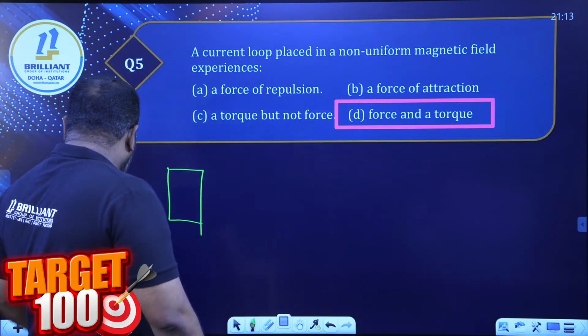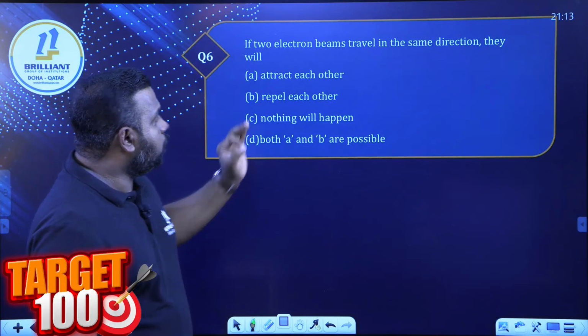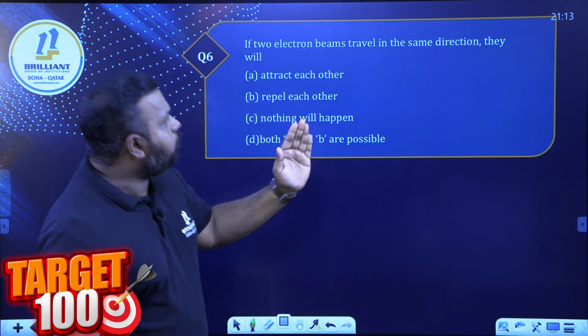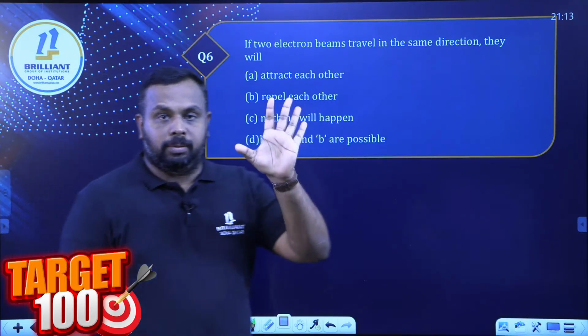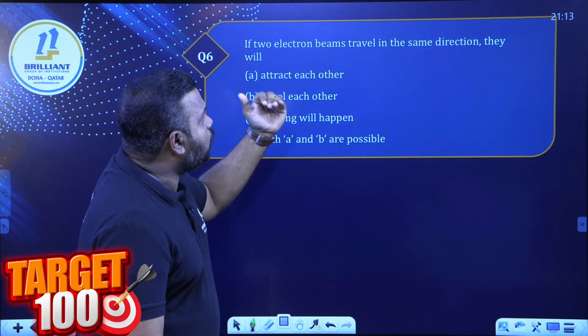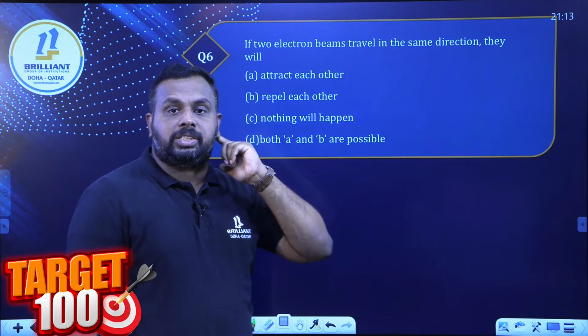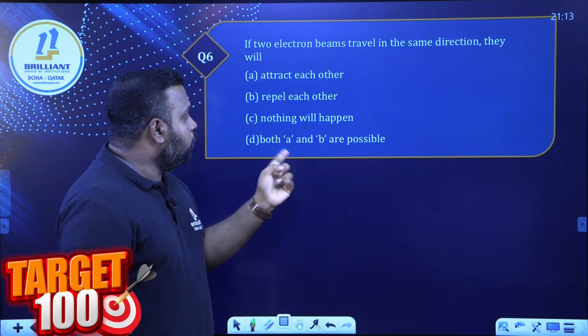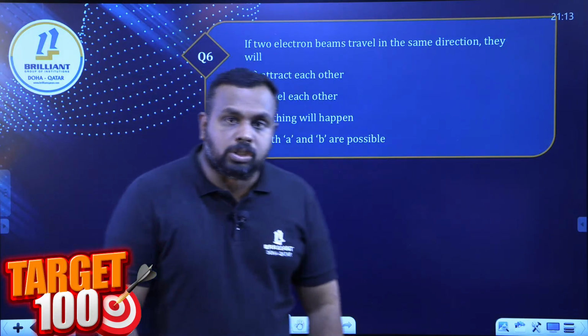Okay, question number 6. Look at this. If two electron beams travel in the same direction, they will attract each other, repel each other, nothing will happen, or both A and B are possible.